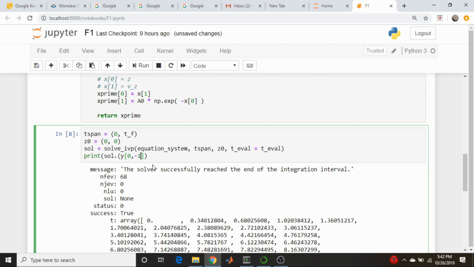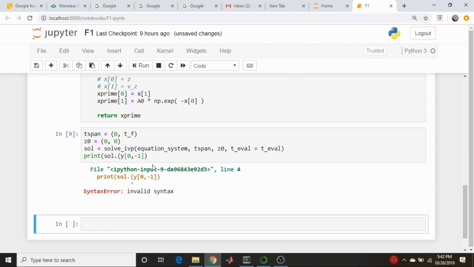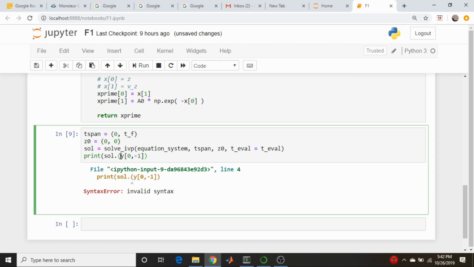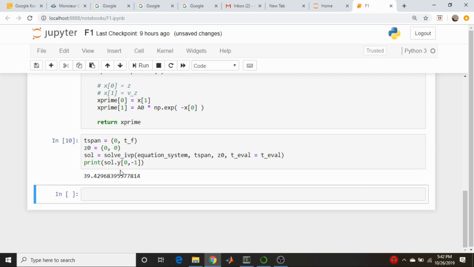And what do we need to do here? We should be good. So if I run it, syntax error, what's the problem? Oh, I see. I have the extra parentheses still here. So 39.4, call that 39.5 meters.